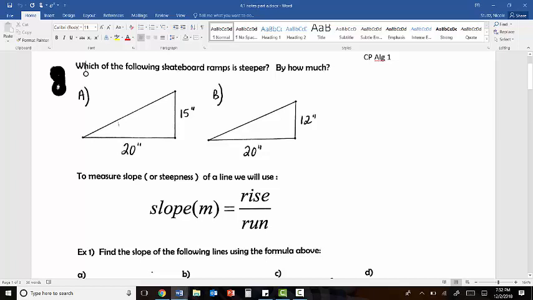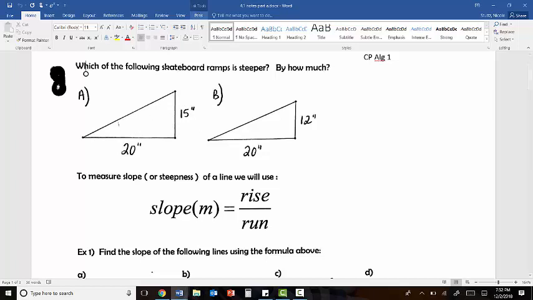It says these are two skateboard ramps, and they want to know which one is steeper. So both of them have a length of 20. This one has a height of 15, and this one has a height of 12. A lot of kids will look at this and say, okay, since they're both the same at the bottom, the one that goes higher is going to have a steeper hill. So if you start at the top of this one versus the top of this one, you're going to have a steeper incline for letter A.